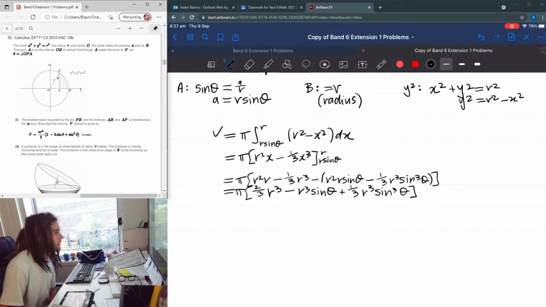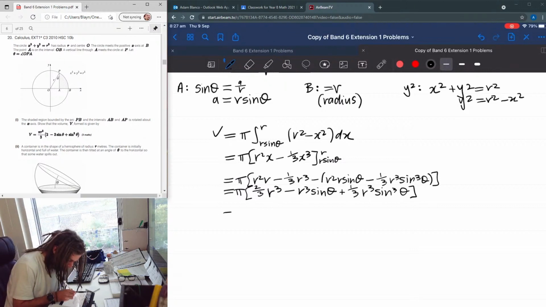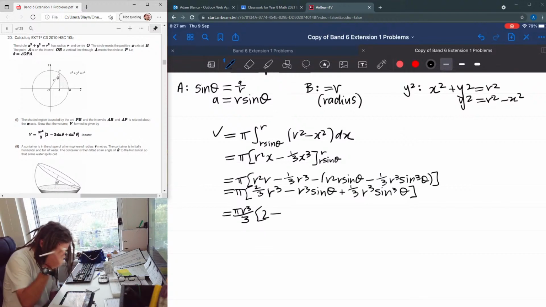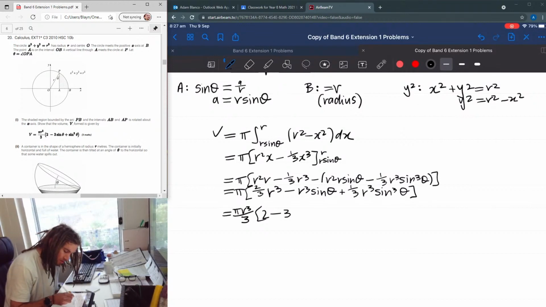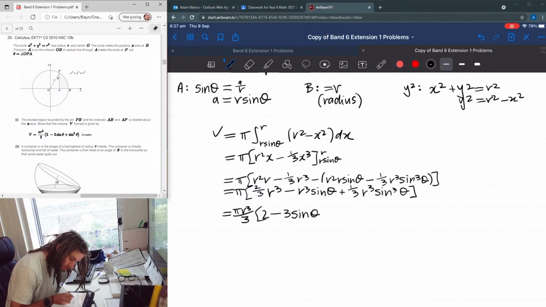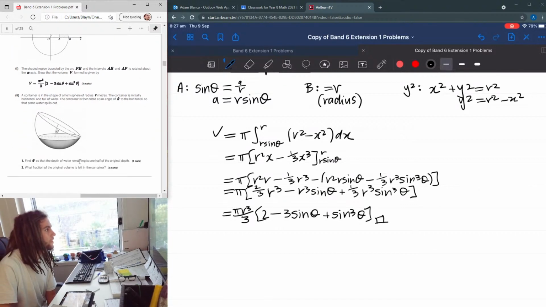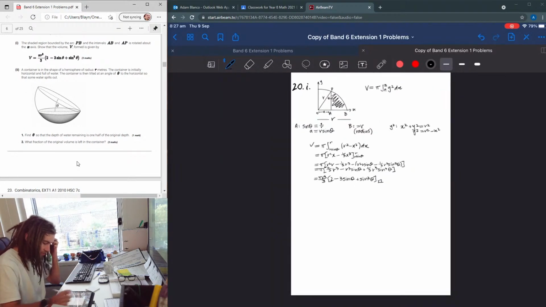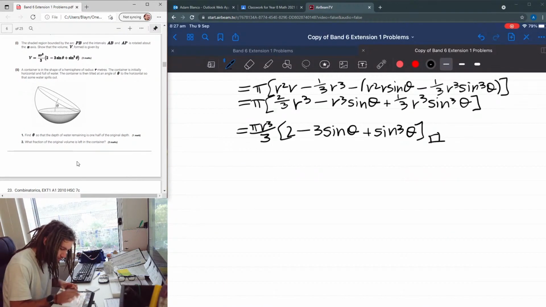Okay, what was I doing? So I'm aiming for this thing. I've already got the pi out, so I need an r cubed and 1/3 out. So pi r cubed on 3. So what does that leave me? That leaves me with a 2 there. I've taken an on 3 out, so that means a 3 needs to be there. The r cubed's gone, so that's just sine theta. I've taken the 1/3 r cubed out, so that's just plus sine cubed theta. Is that what I want? Yep, as required. Nice.